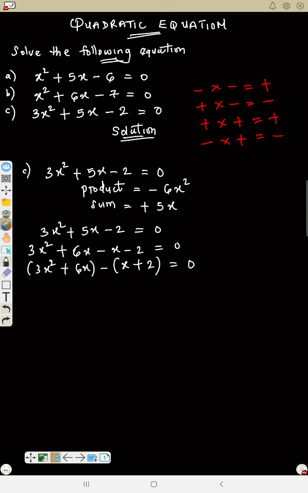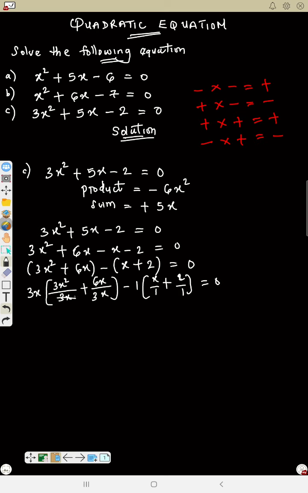Now what is common to both? We have 3s is common here, because 3 and 6, 3 is common, then s squared and s is common. So now I said if anything is common, divide everything by what is common. So plus 6s over 3s, minus what is common here, 1. That will be s over 1 plus 2 over 1 equals 0.